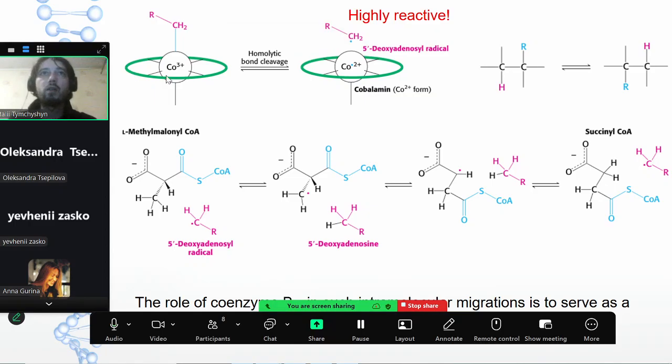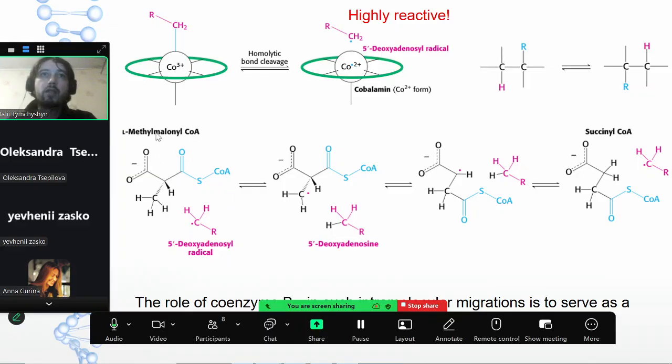So here you see our cobalt 3+. Here you see how the radical was formed. Cobalt got one electron for itself, so now it's 2+, and one is left here, so this is a radical. Here is the cobalamin cobalt 2+ form. Here you see some rearrangement, and here is the reaction that is crucial for us.